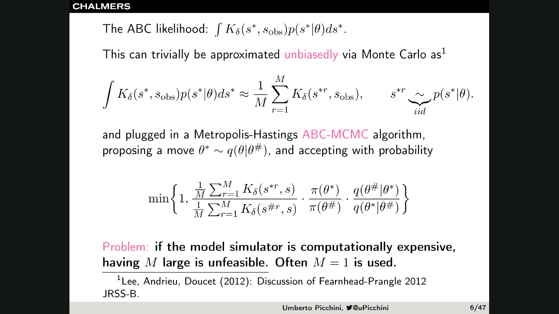And of course, if the model simulator is expensive, and this is basically what we are assuming in this work, having a large number of simulations is really unfeasible. So what is typically done is that one simulation is produced from the model for each proposed parameter. So M equal to 1.